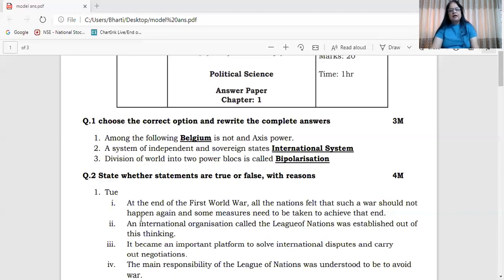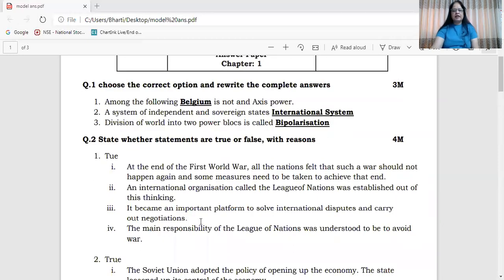The reasons. At the end of the First World War, all the nations felt that such a war should not happen again and some measures need to be taken to achieve that end. Second point, an international organization called League of Nations was established out of this thinking. Third is, it became an important platform to solve international disputes and carry out negotiations. Fourth, the main responsibility of the League of Nations was understood to be to avoid war. 4 points are there.